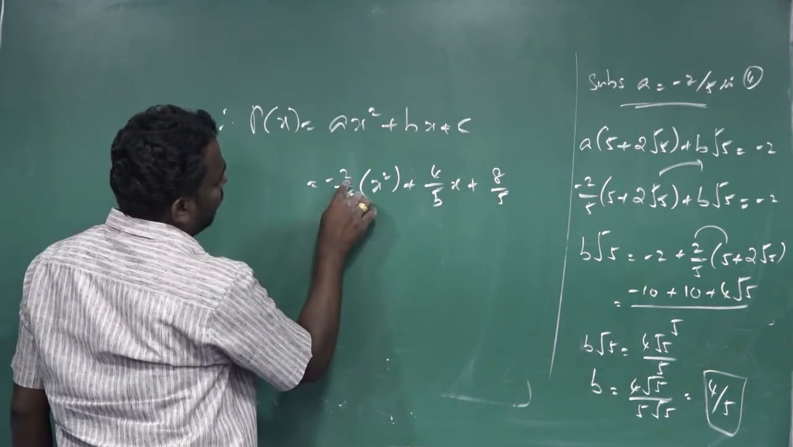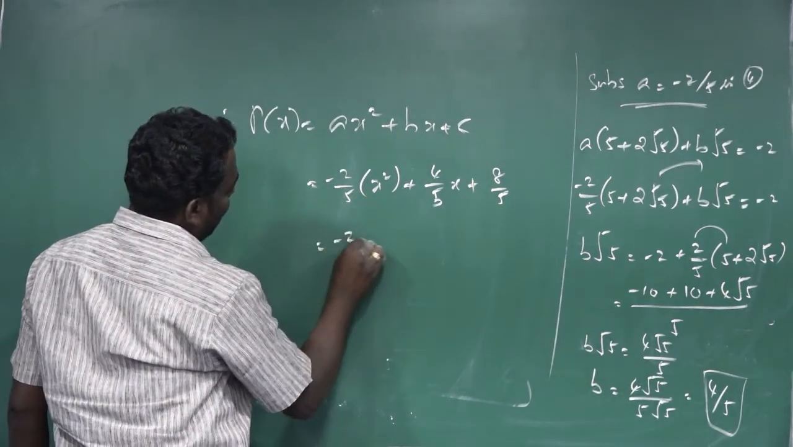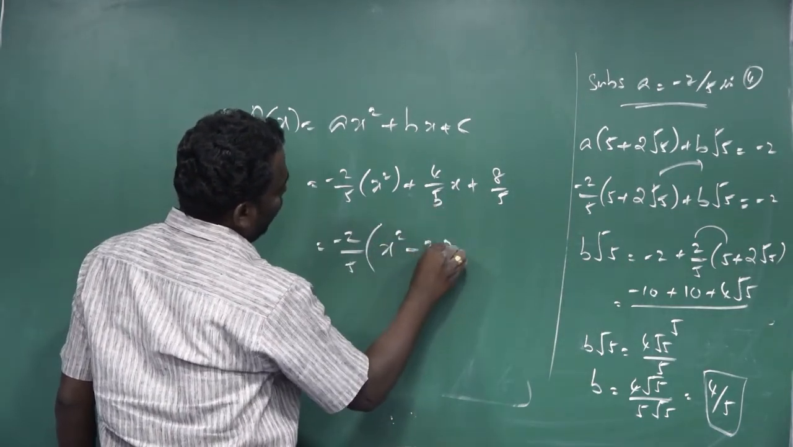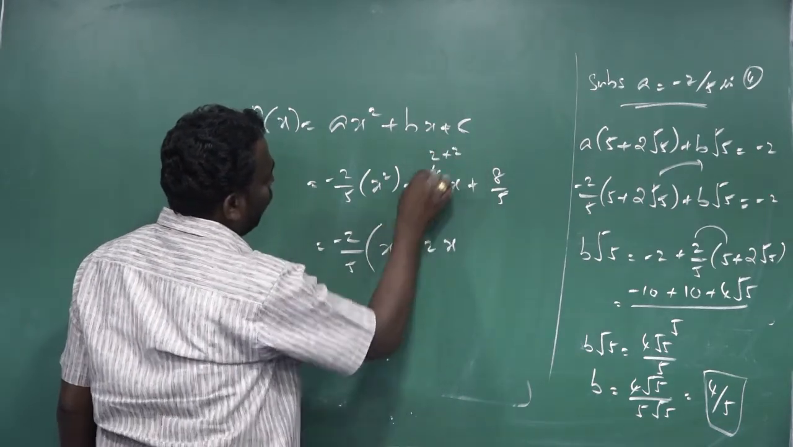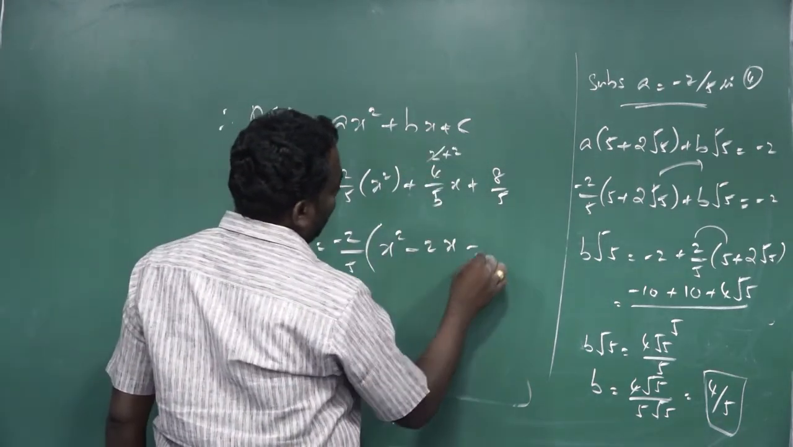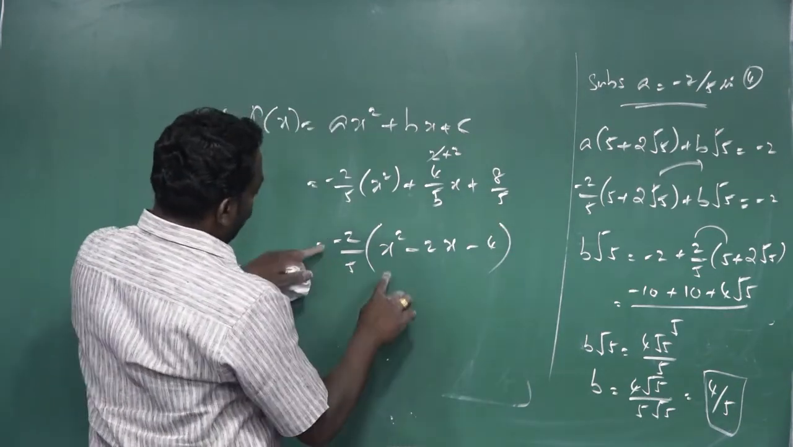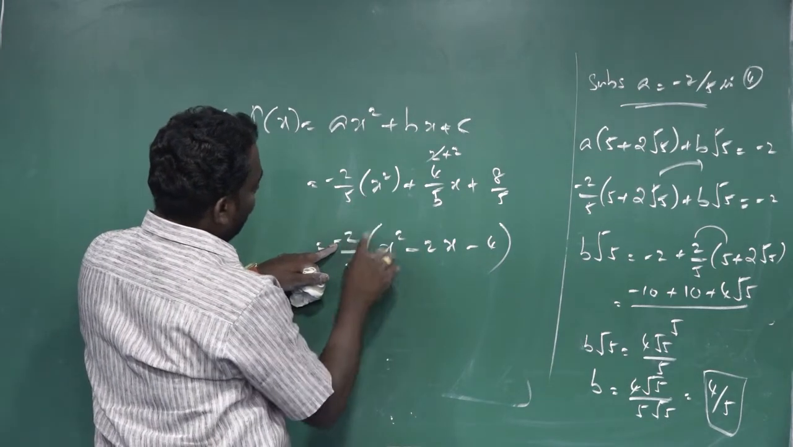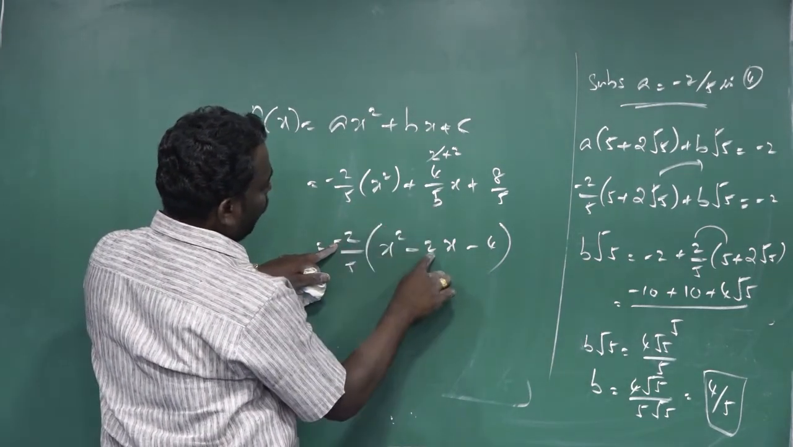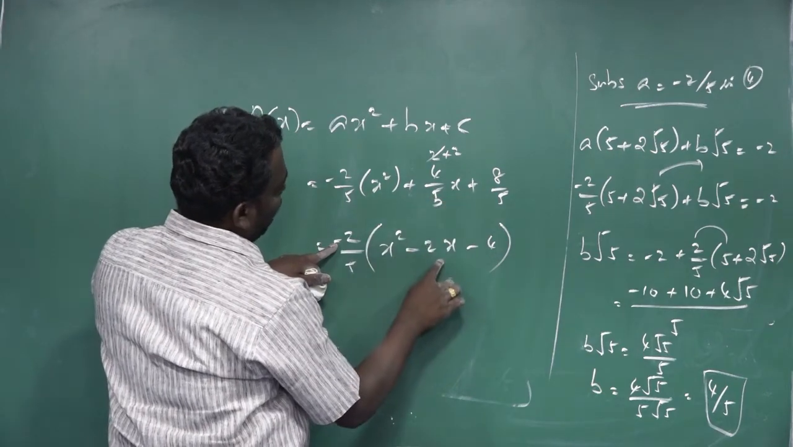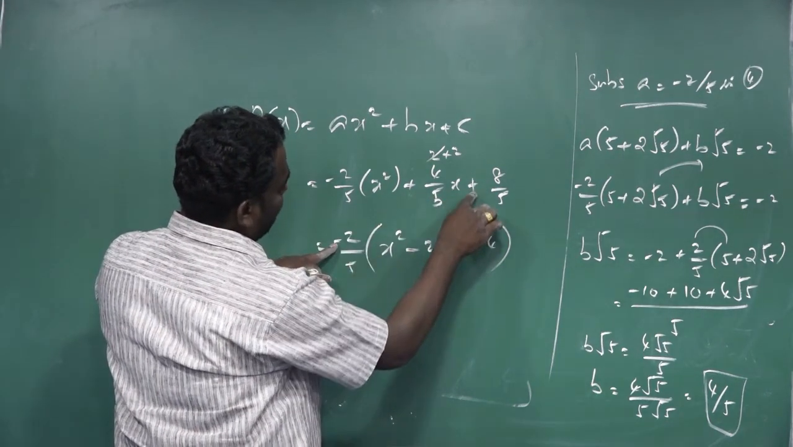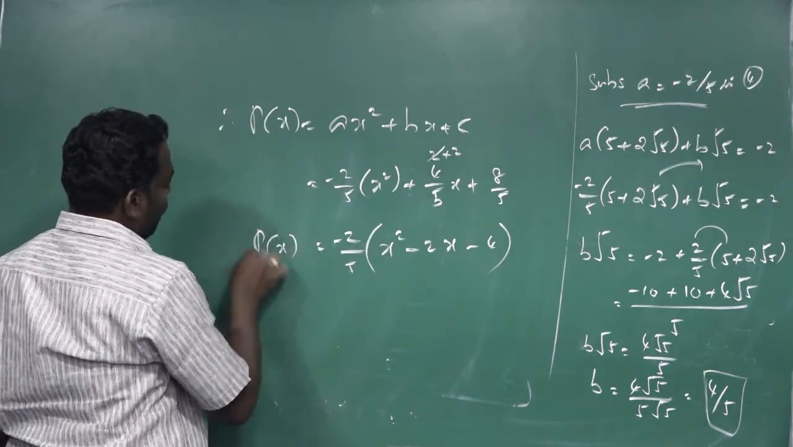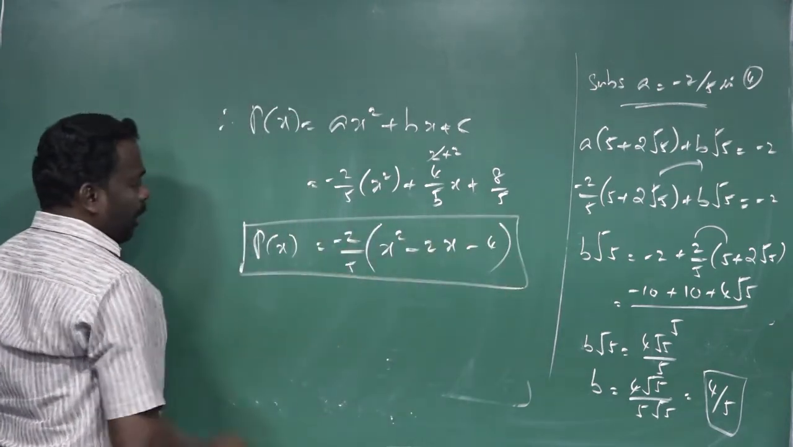Take minus 2 by 5 commonly, plus x square minus 2x, because 2 into 2 is 4, we can take one 2 out, then plus 4. So minus into plus gives minus 2 by 5 into x square, minus plus 2 2s are 4 into x by 5 for the second term, and minus into minus is plus, 2 into 4 is 8 by 5. Therefore the p of x, the required quadratic polynomial.